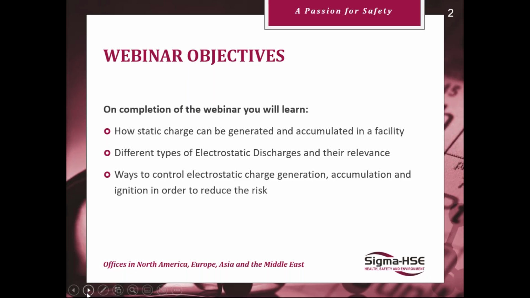We'll also consider the different types of electrostatic discharge and their relevance to an electrostatic hazard assessment. We look at the ways to control electrostatic charge generation, and as I said, more importantly as well, the accumulation of the charge and how it can be ignited. And having an understanding of this, then we can find out how to reduce the risk.